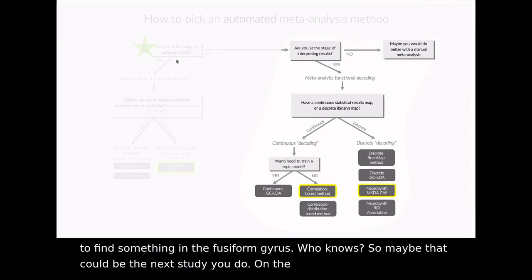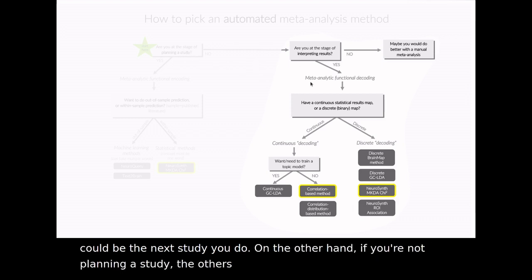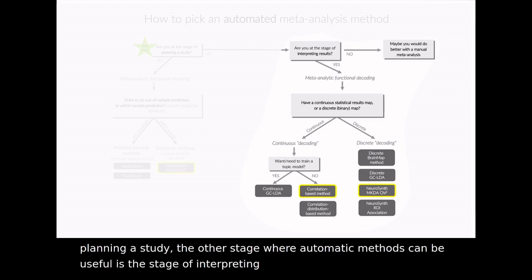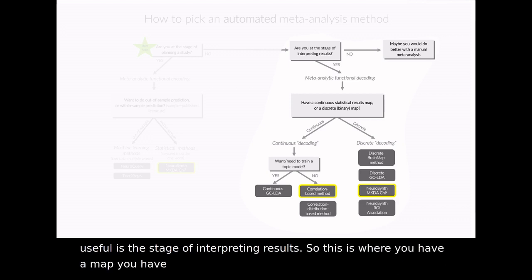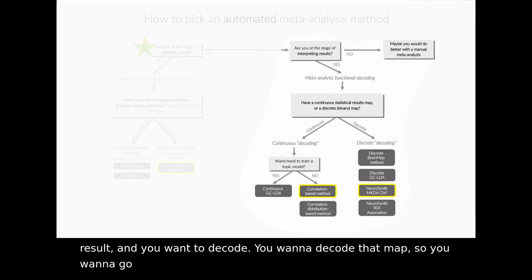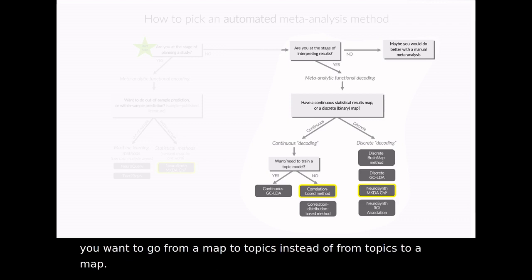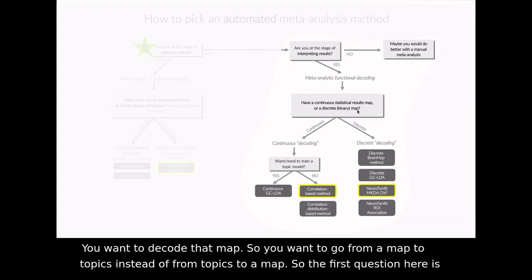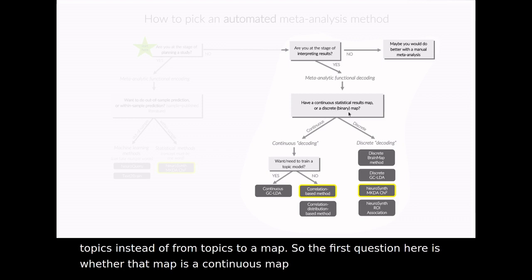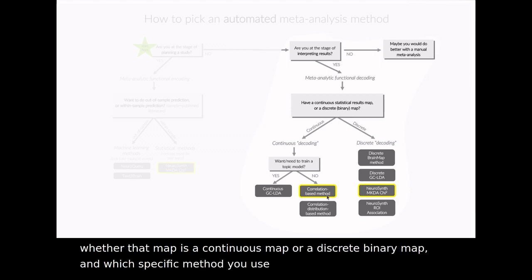On the other hand, if you're not planning a study, the other stage where automatic methods can be useful is the stage of interpreting results. So this is where you have a map, you have some kind of result, and you want to decode that map. So you want to go from a map to topics instead of from topics to a map. So the first question here is whether that map is a continuous map or a discrete binary map, and which specific method you use is contingent on that, and I've given some recommendations here.